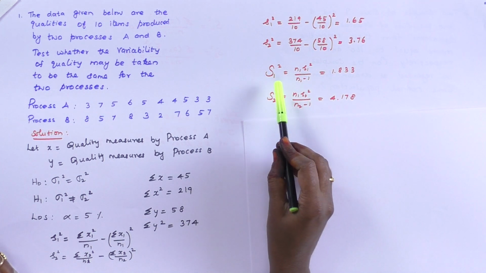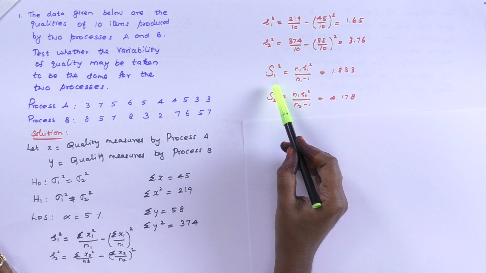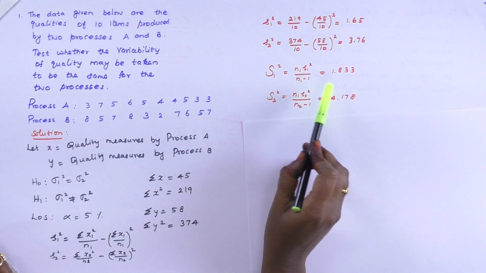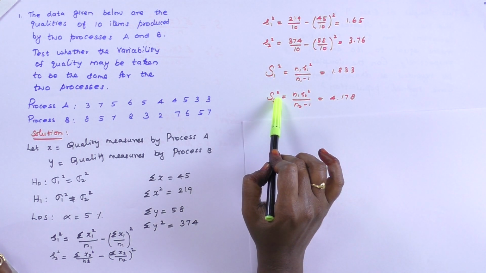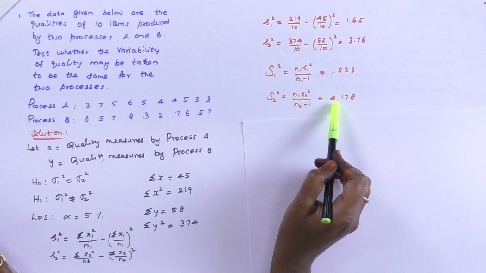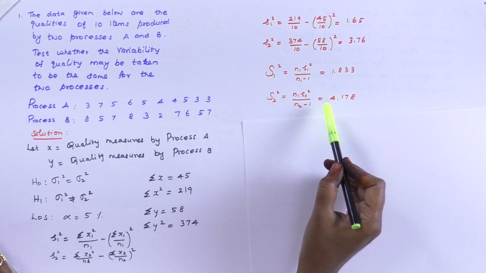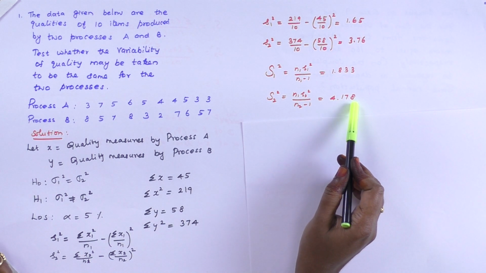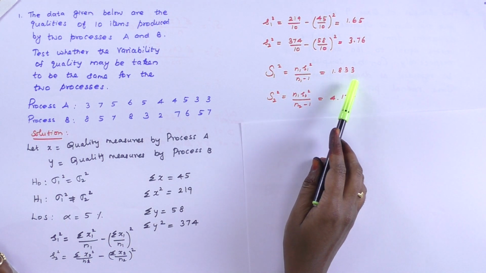Now, calculate the test statistic for F test. Here, comparing S1 and S2, S2 square is greater than S1 square. Therefore, our numerator is the greatest value, S2 square 4.178, divided by 1.833.